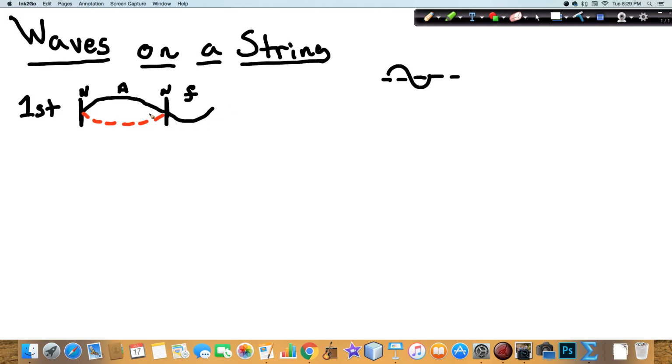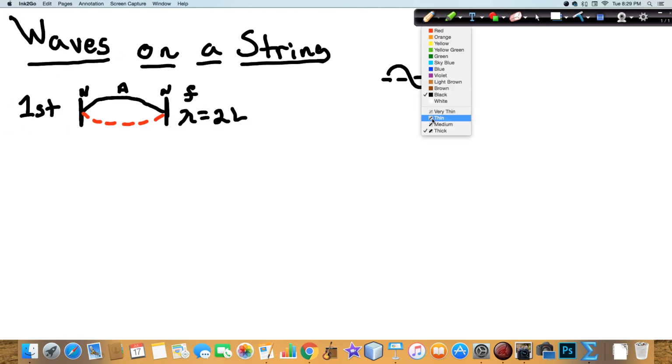So the length of the string is only half of a wavelength. So we could say the wavelength is equal to 2 times the length of the string, because you would need the string to be twice as long to create one wavelength. All right, so I'm going to leave that right there.